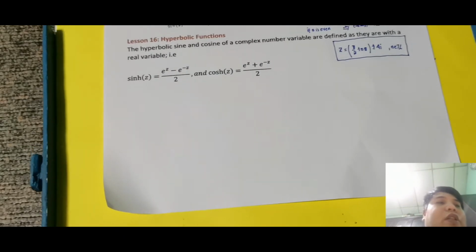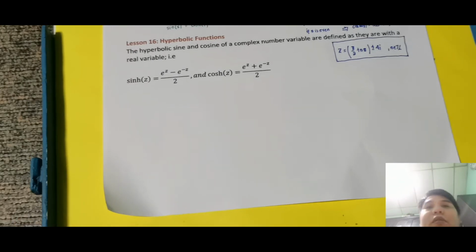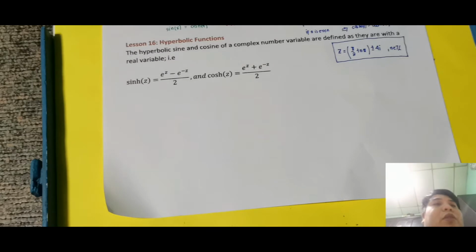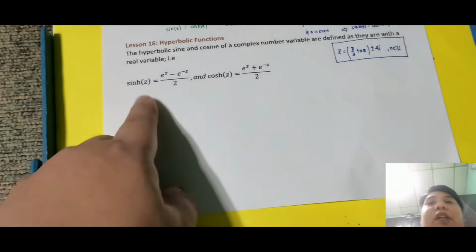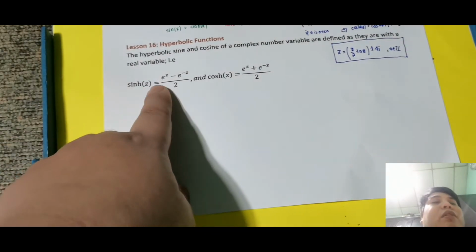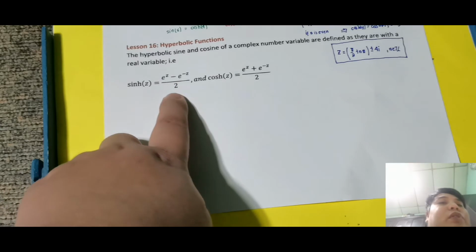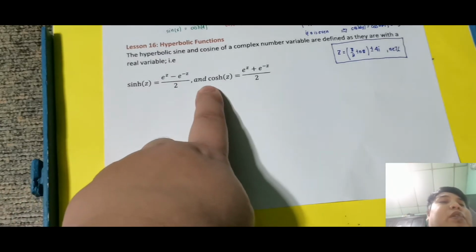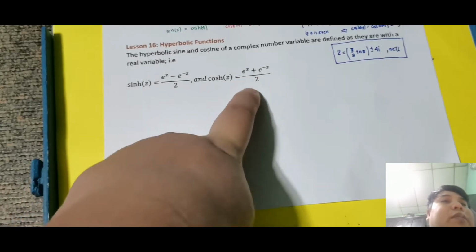Ito na yung lesson 16 ng ating complex analysis. Ito na yung hyperbolic function. Okay, so the hyperbolic sine and cosine of a complex number are defined as they are with a real variable. That is, hyperbolic sine of z is equal to e raised to z minus e raised to negative z over 2. And hyperbolic cosine of z is equal to e raised to z plus e raised to negative z over 2.